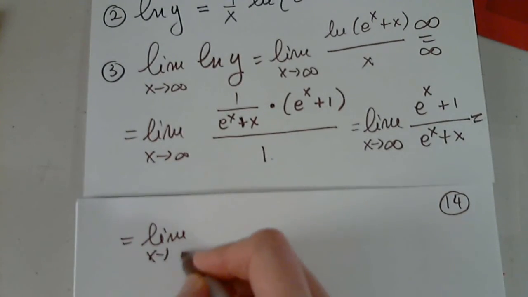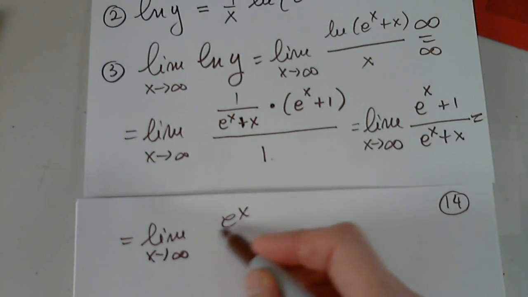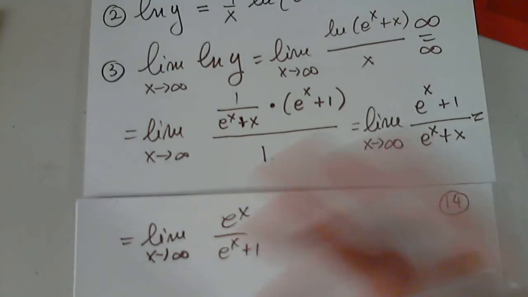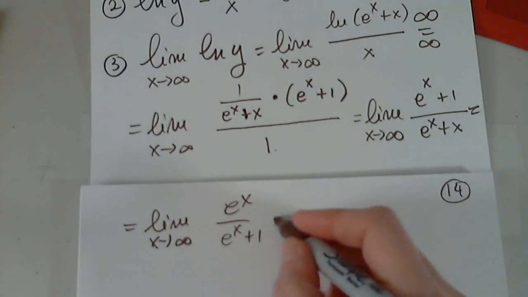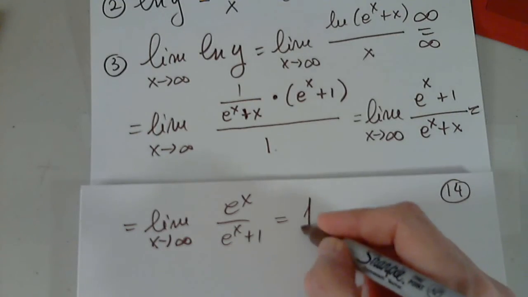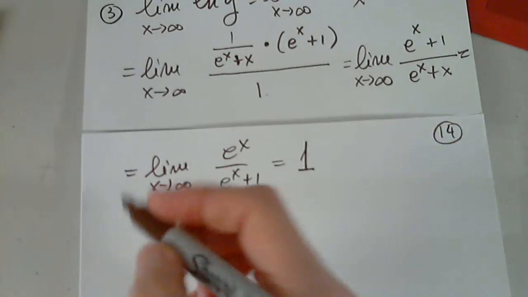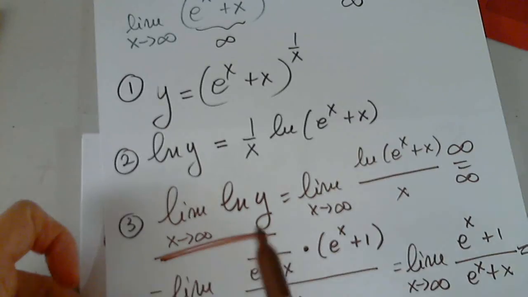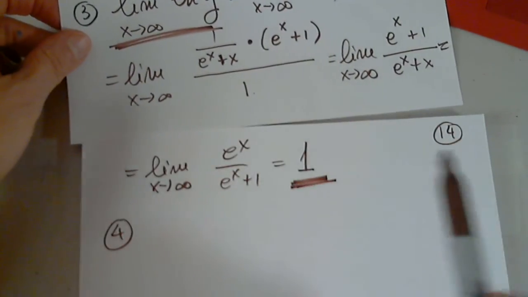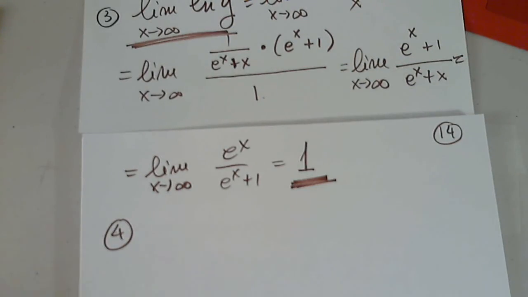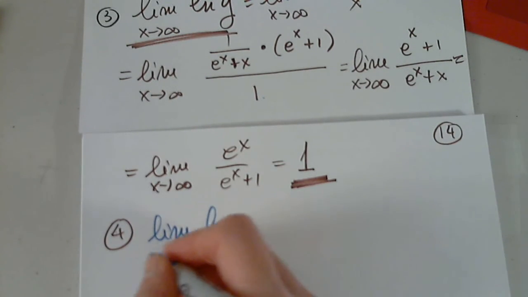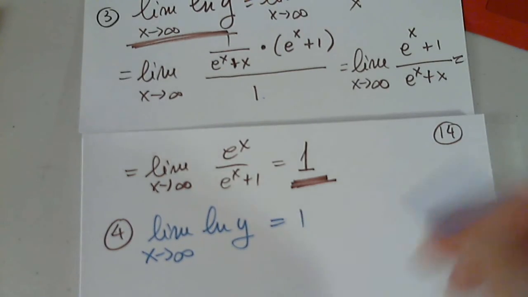So limit as x approaches infinity, I differentiate the top, I get e to the x. I differentiate the denominator, I get e to the x plus 1. Okay, I differentiate again. 1 will go to 0 when I differentiate it, and I get 1. Very nice. In step 4, I copy the beginning and I copy the end. Just that. So I have limit natural log y when x approaches infinity is 1.